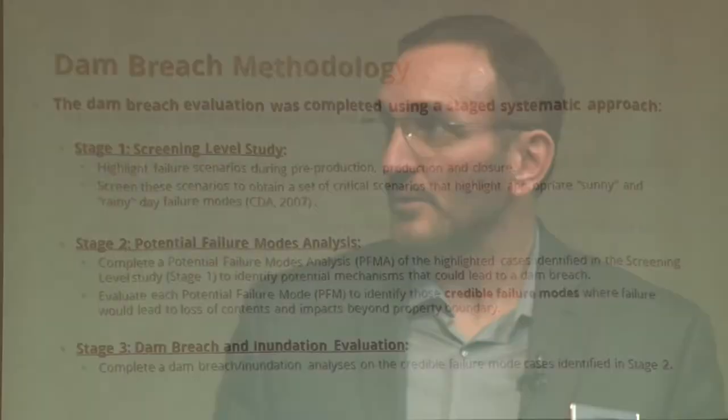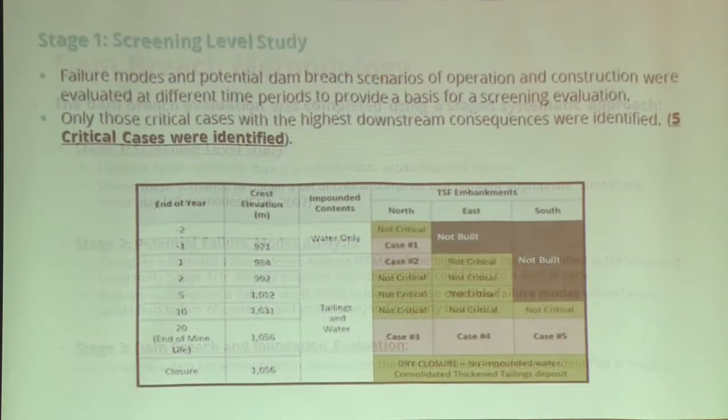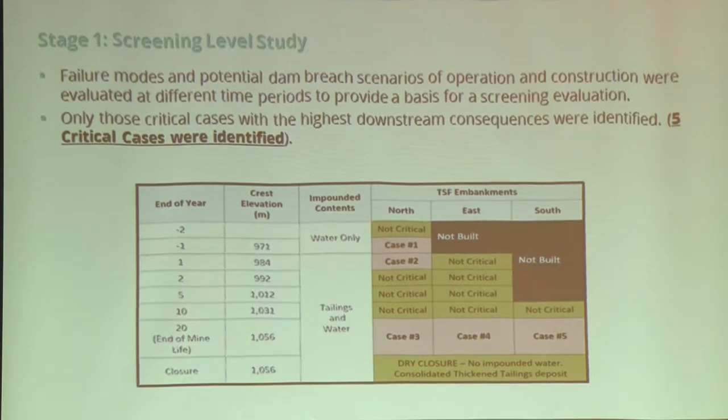But there were other potential failure mechanisms that they came up with, and they used a staged approach, screening level. Then they did the potential failure modes analysis, and then the ultimate dam breach and inundation study. And in each one of those stages, they would look at the potential failure modes. And this is just a quick summary of the different modes that they looked at. So this would be the stage of the embankment as far as the time, the elevation, and then the contents, water only initially and then with tailings, and then the three main embankments, the north, east, and south, and then the scenarios that they ran to see if there was potential for that embankment to fail and what the consequences would be.